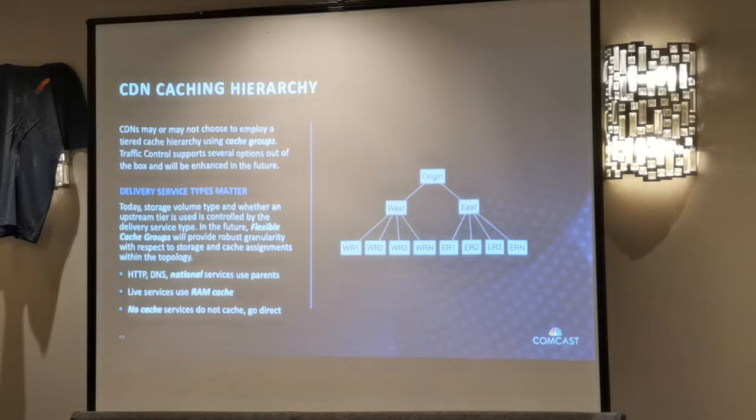And the type of delivery service, at least for now, matters, which is kind of unfortunate. So what I mean by that is we have HTTP, we have DNS. These are distinct types of delivery services. Now, we have this thing called a types table, and in the types table, there are a number of these different service types. So we have national service types, and we've got no cache service types. And so it might be like DNS live national. And so DNS means DNS routed, live means it goes to RAM cache, national means it uses the mid-tier.